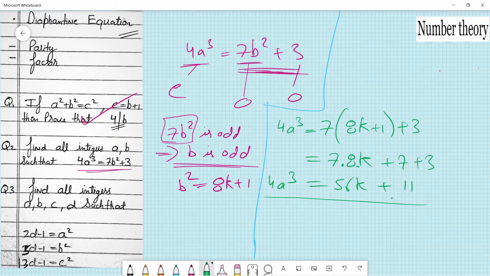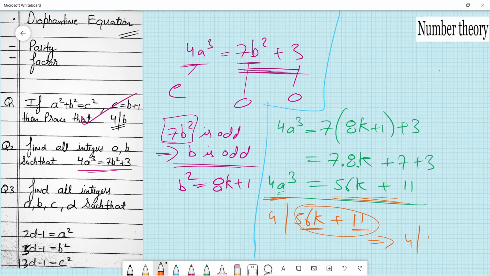Now we have to find integers a and k such that these two satisfy this equation. So from here we can see 4 divides the left hand side, so 4 also has to divide the right hand side. So from here we get 4 divides 56k plus 11. So 4 divides this 56k, so 4 also has to divide 11, since 4 divides this whole term. So from here we get 4 divides 11, which is absurd. This is not true, so this never happens. So there is no solution to this equation.